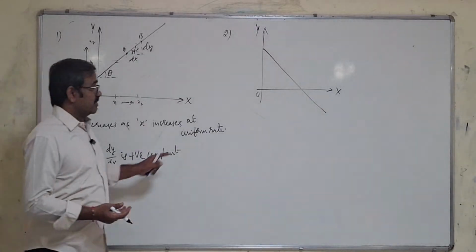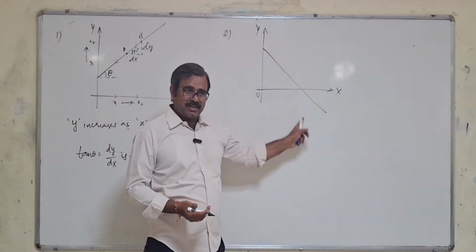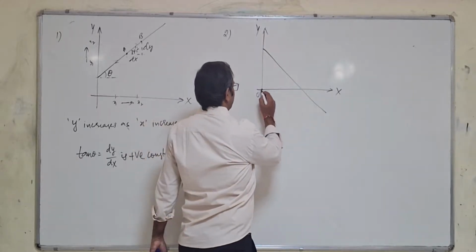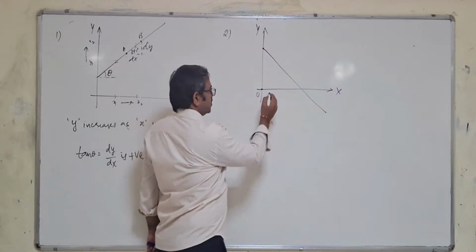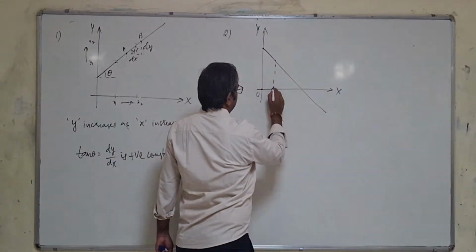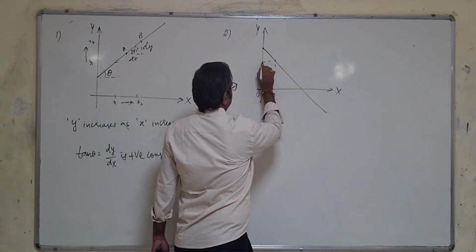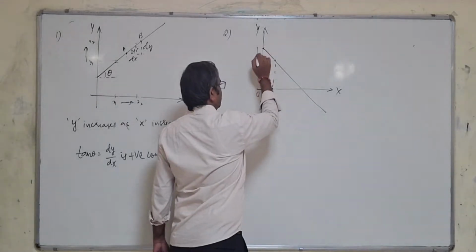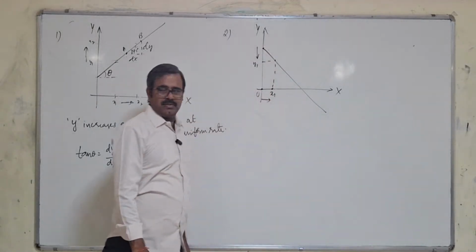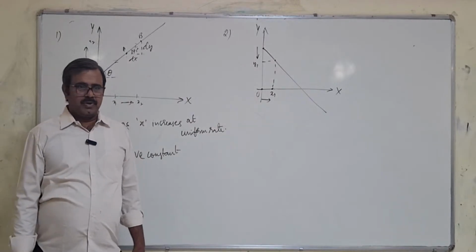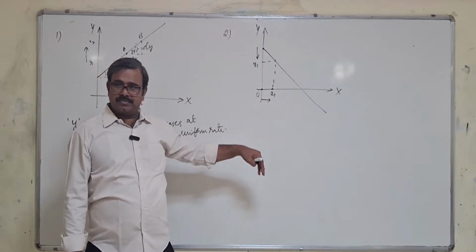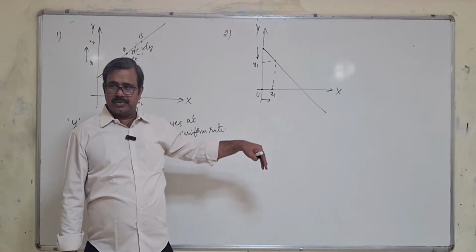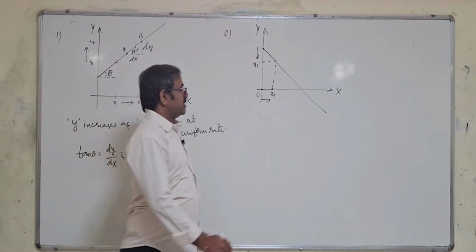As x increases, y decreases. Look, when x is equal to 0, y has the maximum value. When x becomes equal to x1, let's say y becomes equal to y1, y has decreased when x has increased. So with increase in x, y decreases. Okay. So the slope is negative.